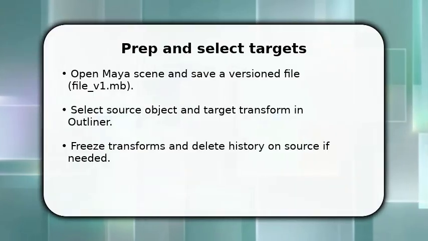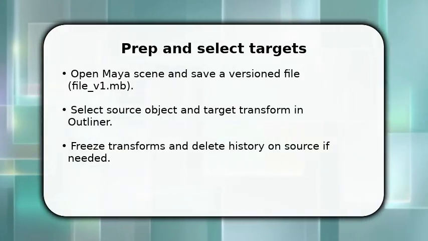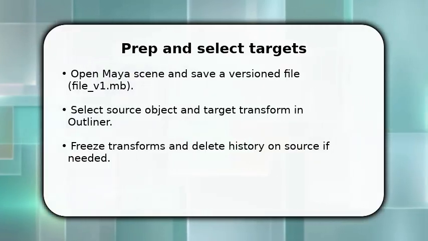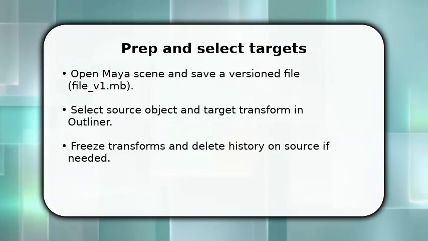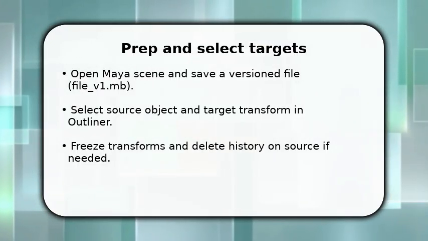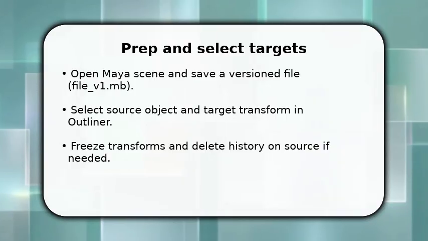You'll start by preparing both objects. Open the scene and save a version copy so you can revert. Select the source object you want to replace, then select the target transform or group in the outliner. Make sure to freeze transforms and delete history on the source to avoid baked offsets. This keeps pivots and transforms predictable.